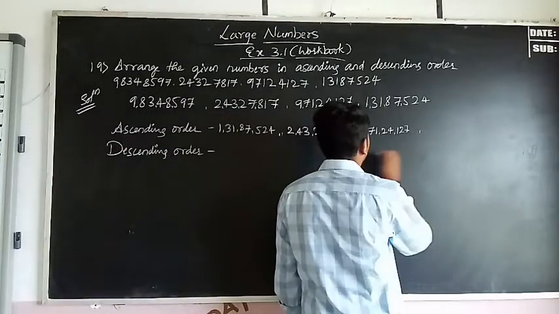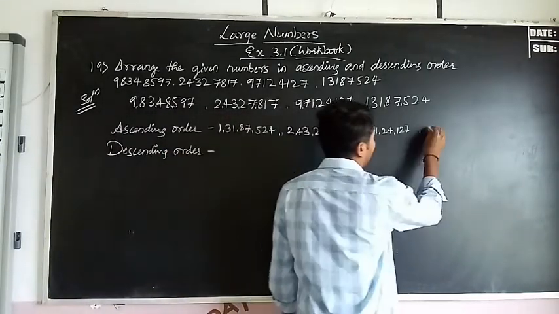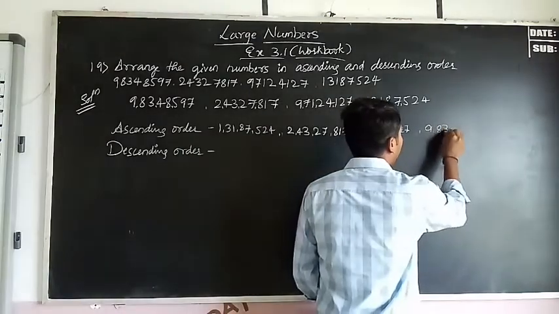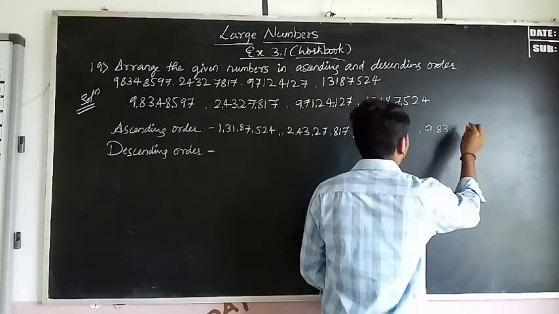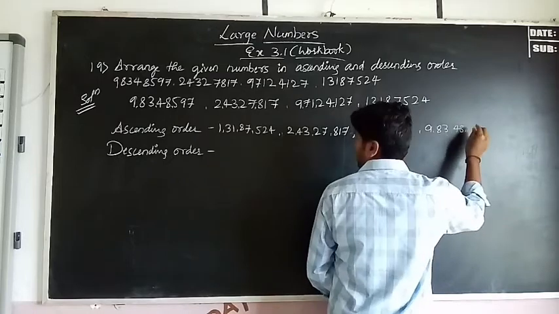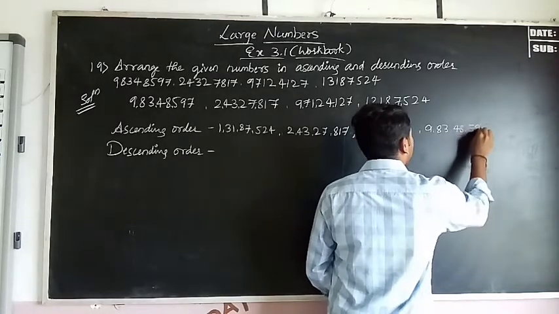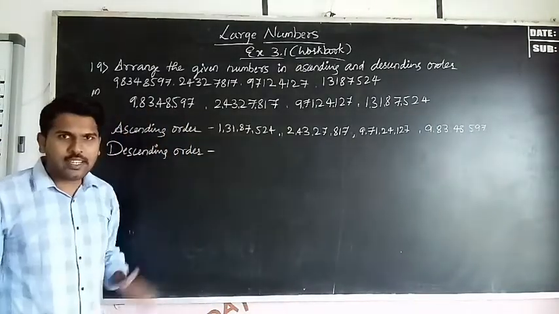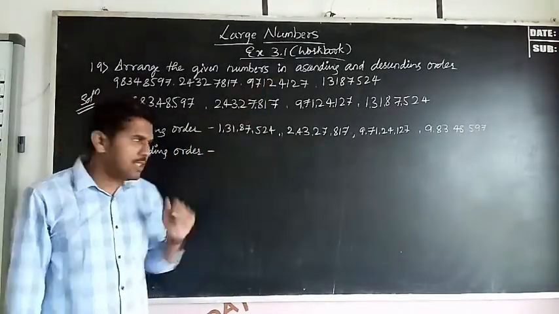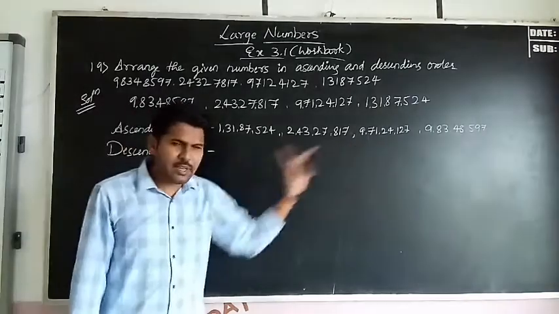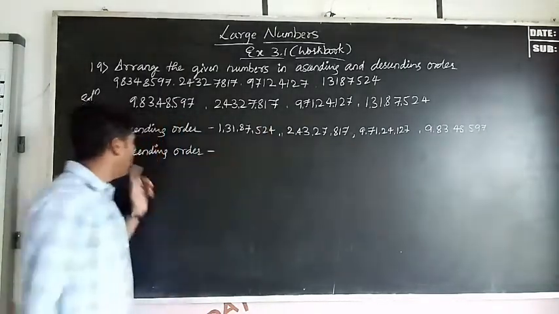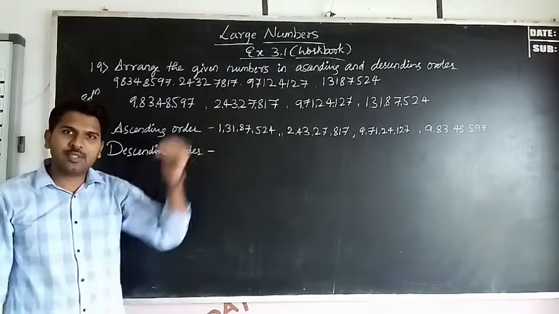9 crore 83 lakh 48,587. So this is the ascending order. Ascending order is smallest to greatest. Descending order is just the reverse.